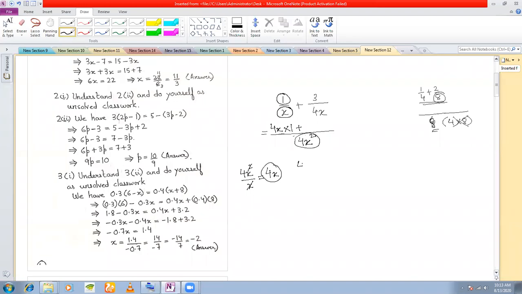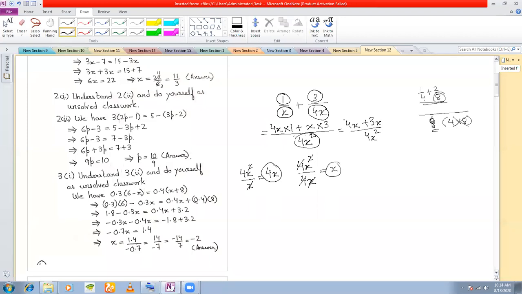Again, we have 4x square as the LCM. The denominator of the second fraction is 4x, so we divide this LCM 4x square by 4x. These two cancel, so you simply get an x. This x I now multiply with this 3, so x into 3. Simplify, and you will get 4x plus 3x divided by 4x square.